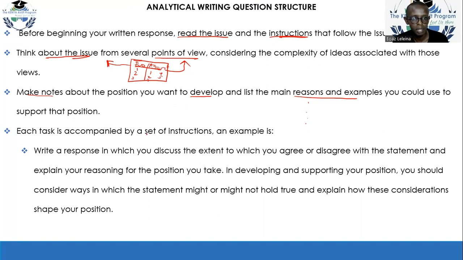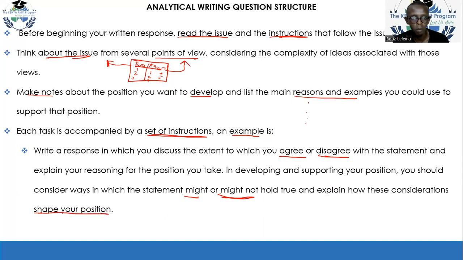Each task is accompanied by a set of instructions. You always receive instructions from the ETS. So let's look at an example here: Write a response in which you discuss the extent to which you agree or disagree with the statement and explain your reasoning for the position you take. In developing and supporting your position, you should consider ways in which the statement might or might not hold true, and explain how these considerations shape your position.